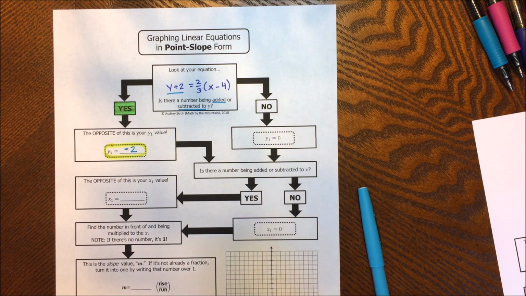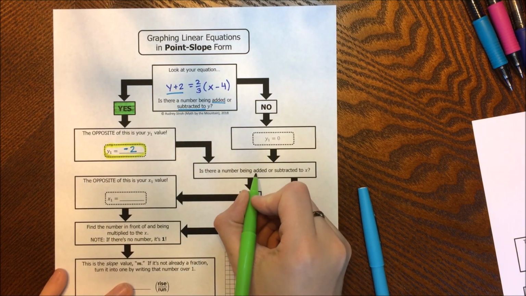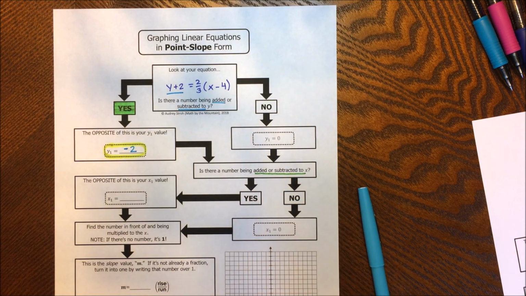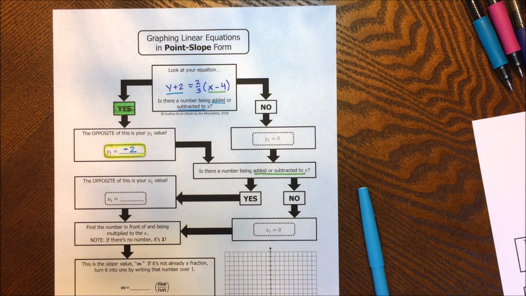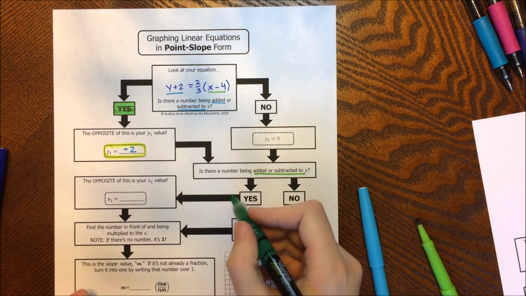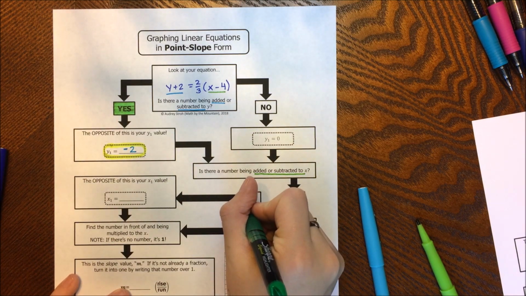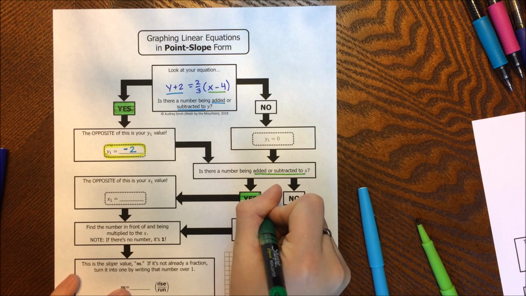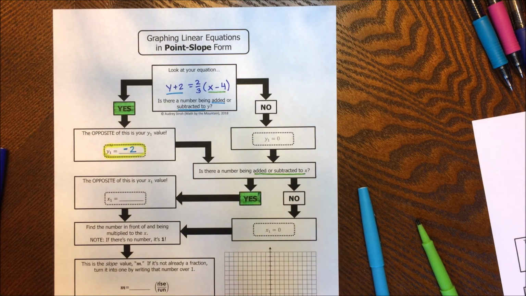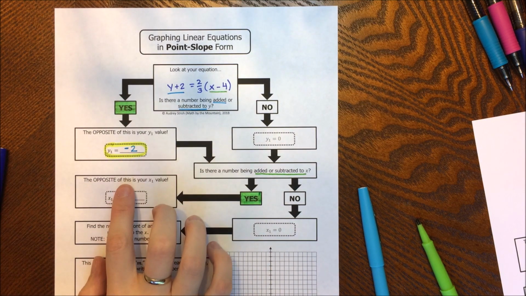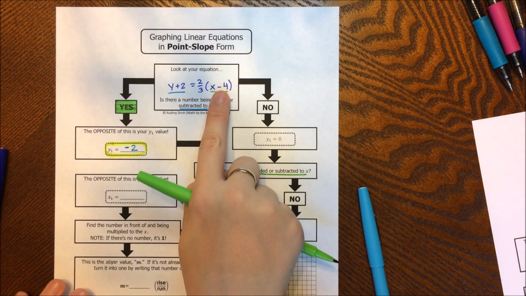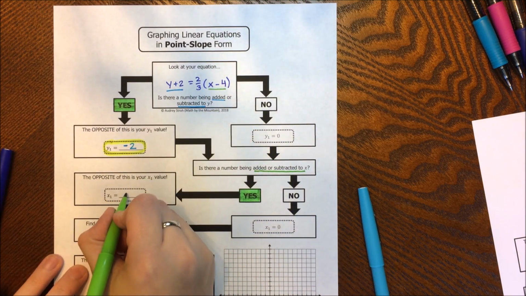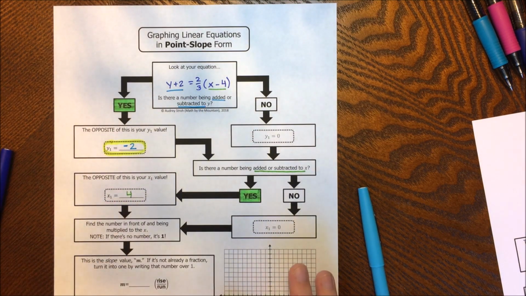Is there a number being added or subtracted to x? So again, we're looking for something that's being added or subtracted to x. Over here, I see subtraction, so yes, there is something being added or subtracted. So we say yes once more. And then the next step says, well, the opposite of this is your x1 value. So if I have x minus 4, here I'm going to write positive 4.